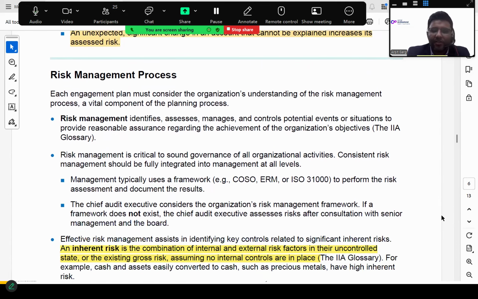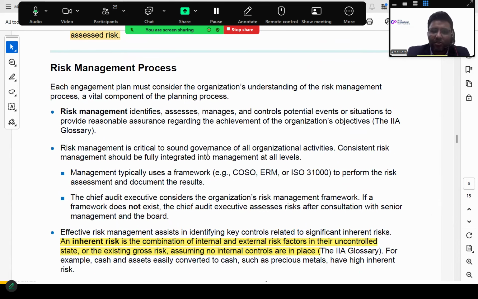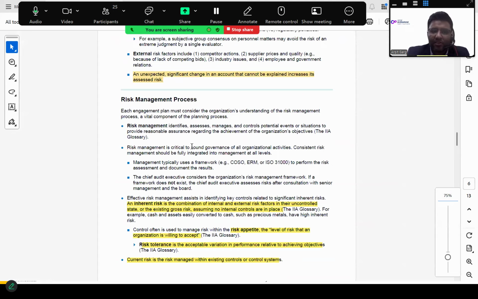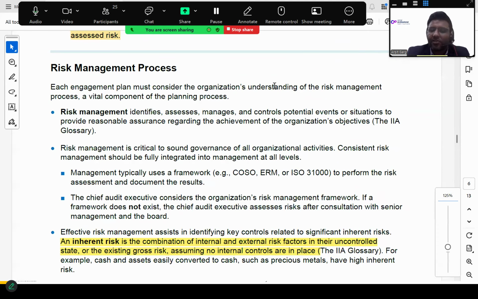People, I think we are all clear with what the risk management process is, but it now covers risk management. It says each audit plan must consider the organization's understanding of the risk management process, a vital component of the planning process. Risk management identifies, assesses, manages, and controls potential events. We all know the definition of risk management, that it provides reasonable assurance regarding the achievement of objectives. Risk management is critical to sound governance of all organizational activities. Consistent risk management should be fully integrated into management at all levels. Management typically uses frameworks like COSO ERM and ISO 31000, something that we've covered in Part One.